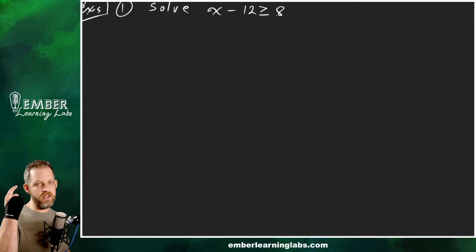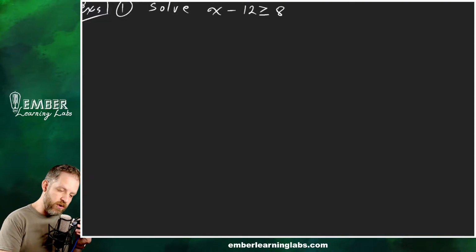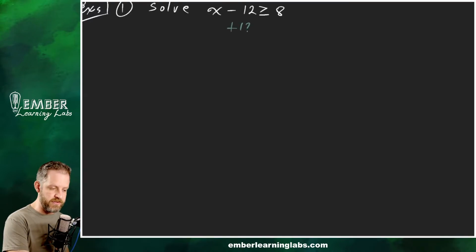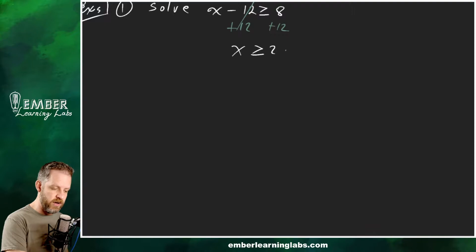All right, so we clean up, half step. We look at what's attached, how is it attached, and we do the opposite to get rid of it. It's really pretty straightforward. So we're going to start by adding 12 to both sides because 12 is subtracted, right? So we're going to add 12 to get rid of it. That one's going to subtract, that one's going to cancel, leaving us with x is greater than or equal to 20.